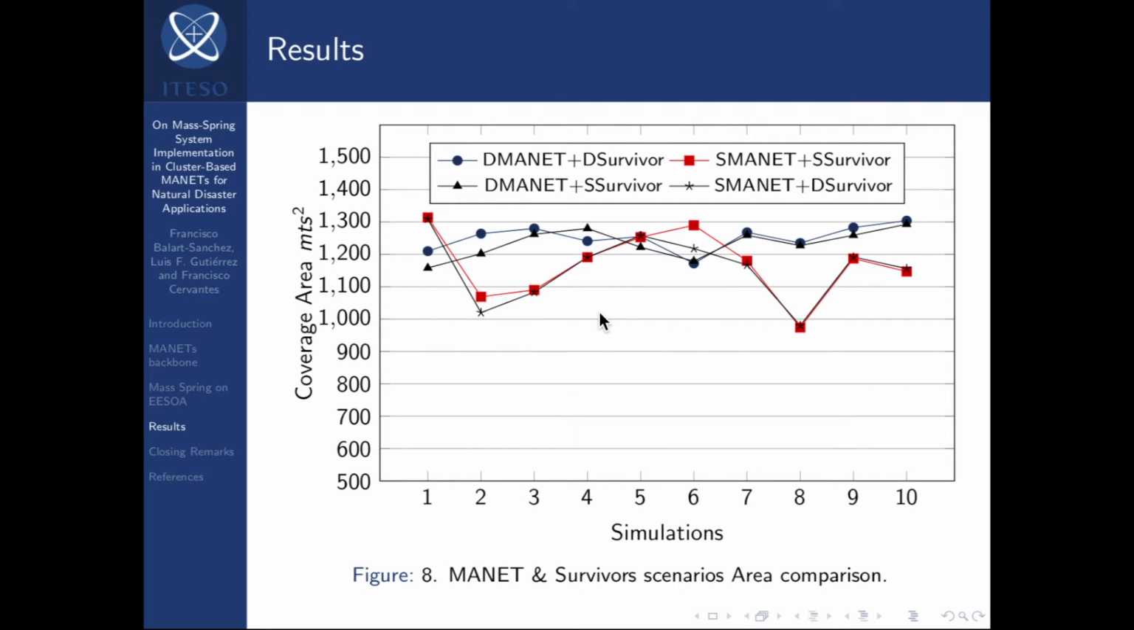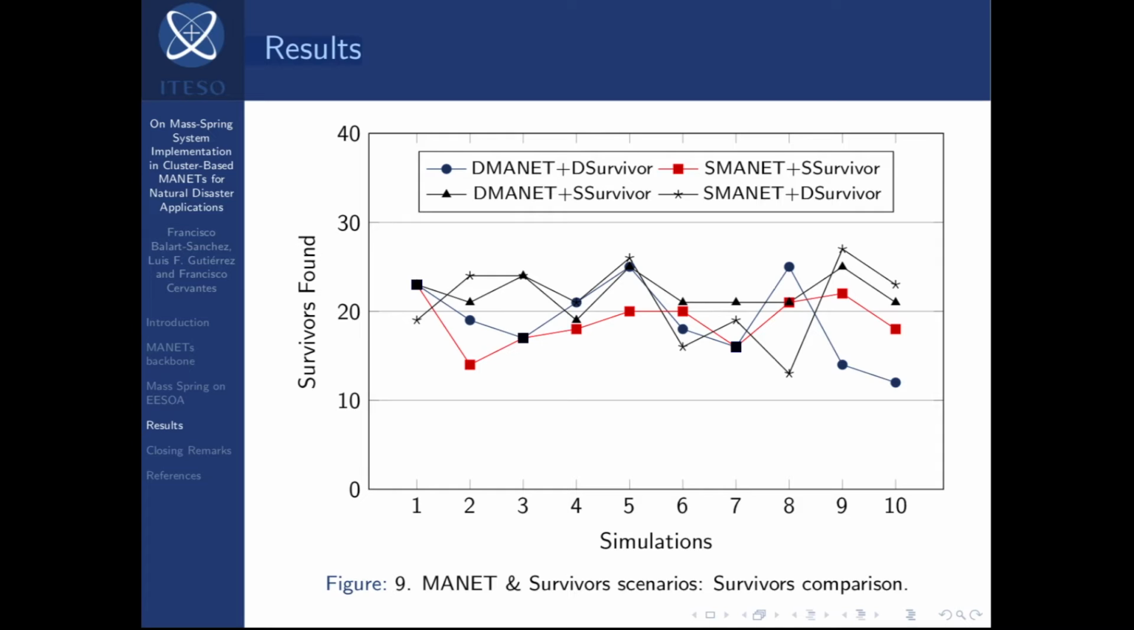We chose 15 nodes on a 50 by 50 meters area and 30 survivors. For performance parameters, we chose coverage area and total number of survivors found. In terms of coverage area, we can see that regardless of the survivor deployment, a dense MANET deployment shows better performance in terms of coverage area. In this case, being the ideal area of 1,500 meters, we can observe that a dense MANET deployment shows better performance in the ten simulations performed.